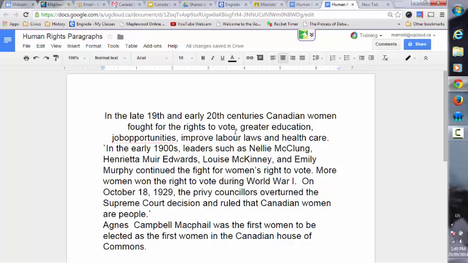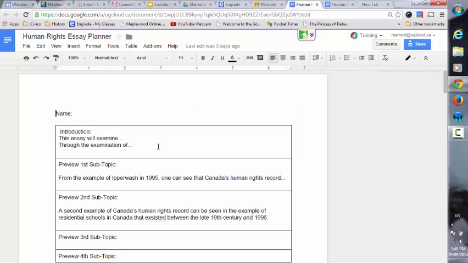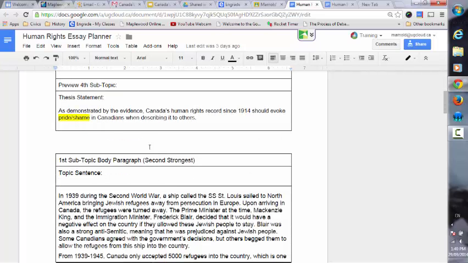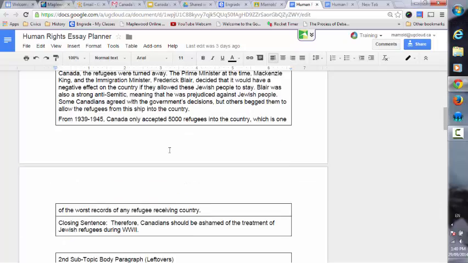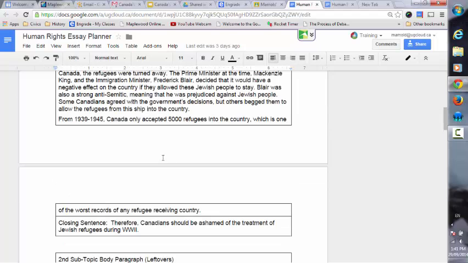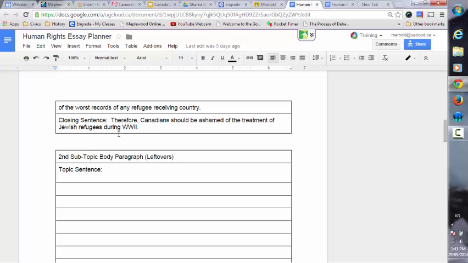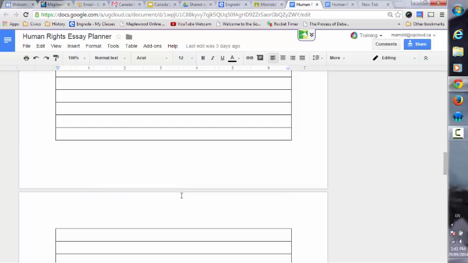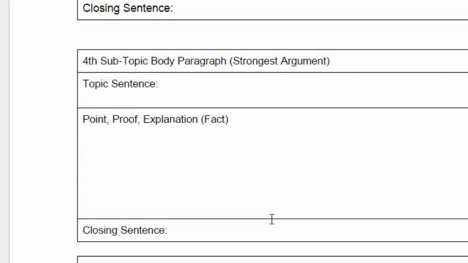So what I'm going to do next is find a spot for this fact somewhere on my human rights essay planner. Now, on the human rights essay planner, it's determined by how strong your facts are. I've given you some examples here. We have the second strongest paragraph first, the leftovers, which is the one that's not as strong. We have your weakest topic here, which goes third, and then you finish off very strong with your strongest argument being your fourth subtopic body paragraph.